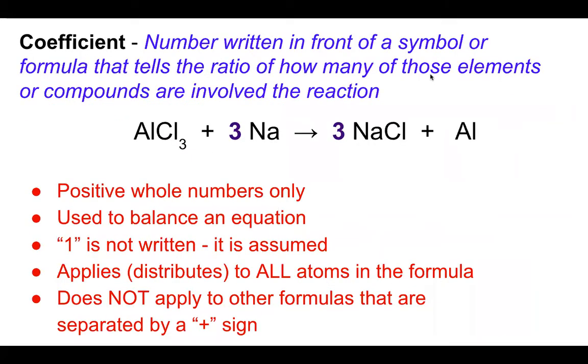And then we got into balancing equations, and we talked about how we can use coefficients to do that. The coefficients always have to be positive whole numbers. And so we get the same number of atoms of each element in the reactants and the products.